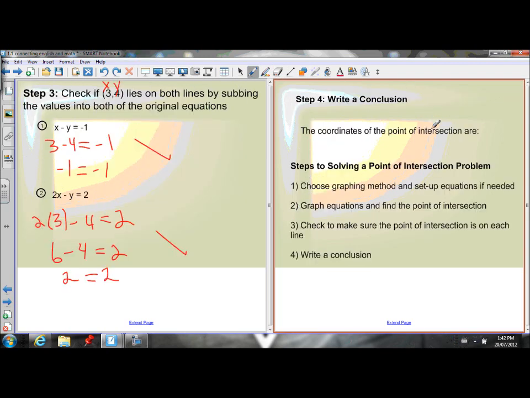So you just write a nice conclusion now. Coordinates of the point of intersection are 3, 4. And you're done your question, okay? Just a quick review of the steps we went through. We chose a graphing method. We used slope and y-intercept. We then graphed them and located the point of intersection. We checked to make sure that the point of intersection is on each line. And then we wrote a conclusion.